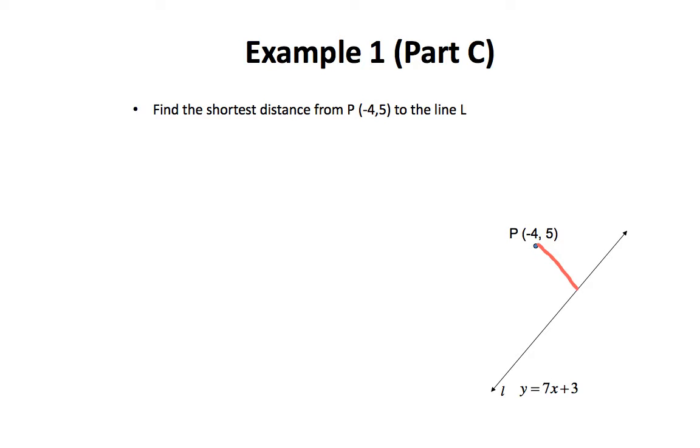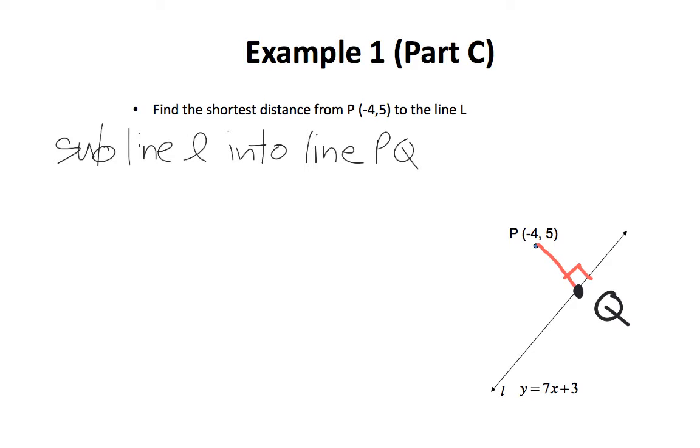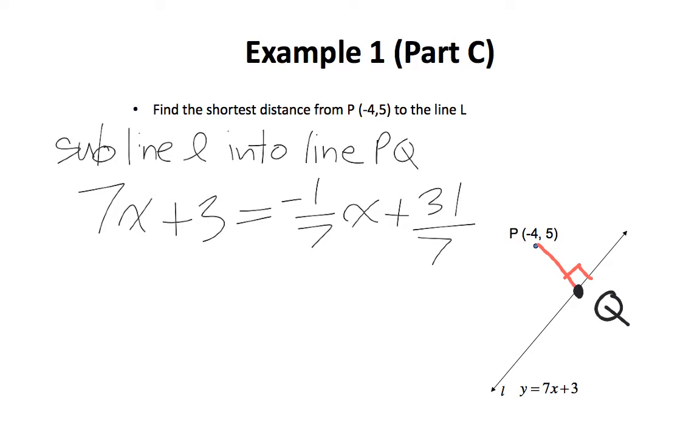Since we now have the equation of line PQ, we can easily figure out this point of intersection, and we're going to use substitution. So I'm going to say sub line L into line PQ. This is going to be pretty easy since they're both in slope-intercept form. Therefore, you're going to get something that looks like this. 7x plus 3 is equal to negative 1 over 7x plus 31 over 7. Now, I'm not going to show you the work here, but if you collect like terms and solve for x, you're going to get x is equal to 1 over 5.